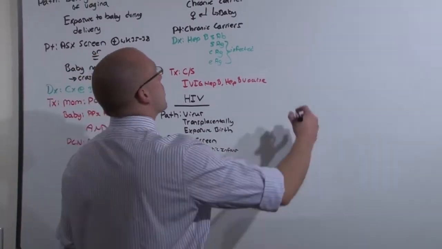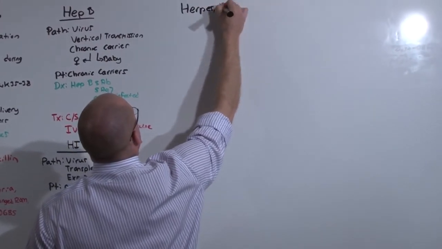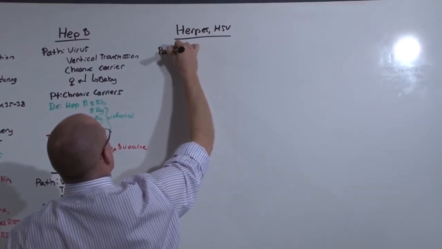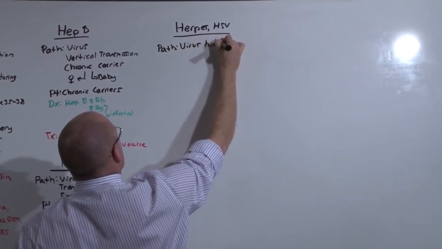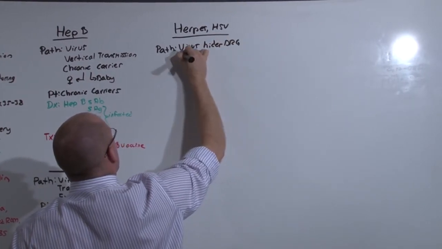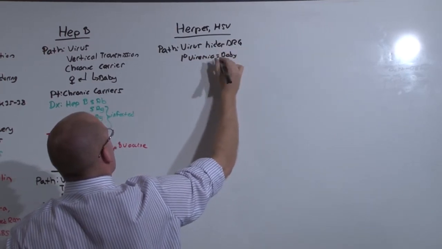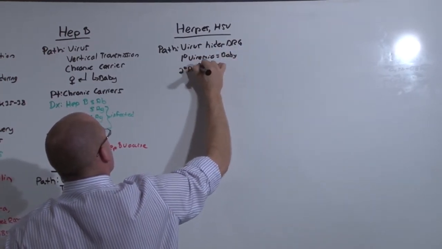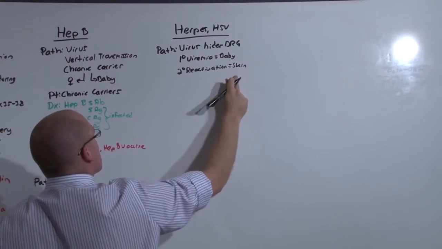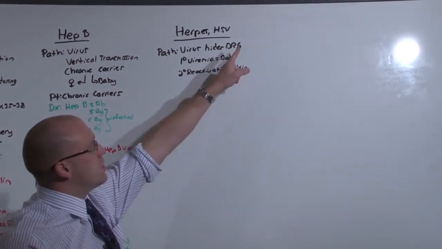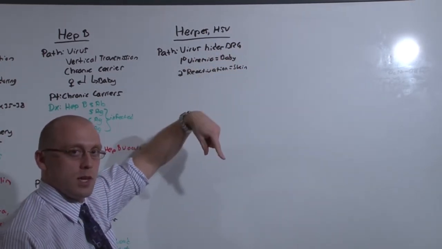The next virus we're going to talk about is herpes. You're going to see a lot of parallels between herpes and zoster. The path is that it's a virus that hides in the dorsal root ganglion, and that a primary viremia affects baby in utero, and a secondary reactivation only causes lesions on the skin that if baby never touches aren't an issue. The idea is that the virus is in the dorsal root ganglion. Once it's there, all it does is travel up and down the nerve to the skin.